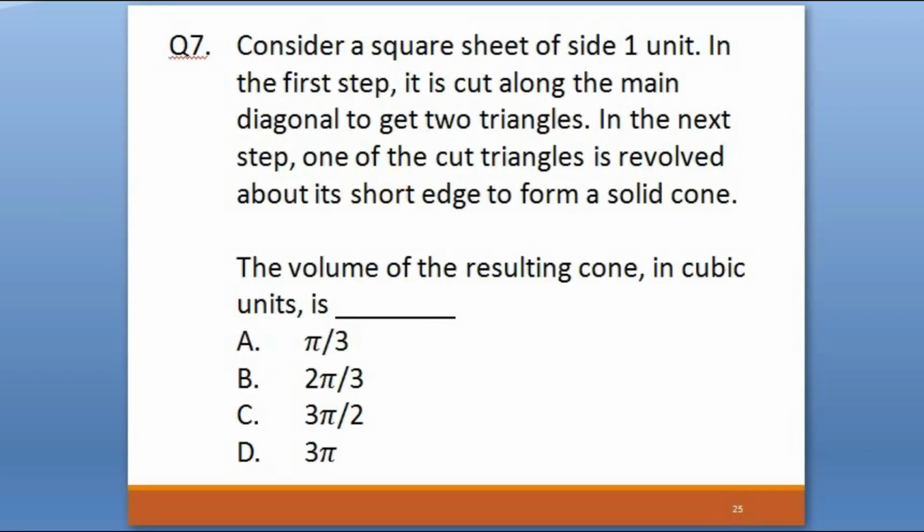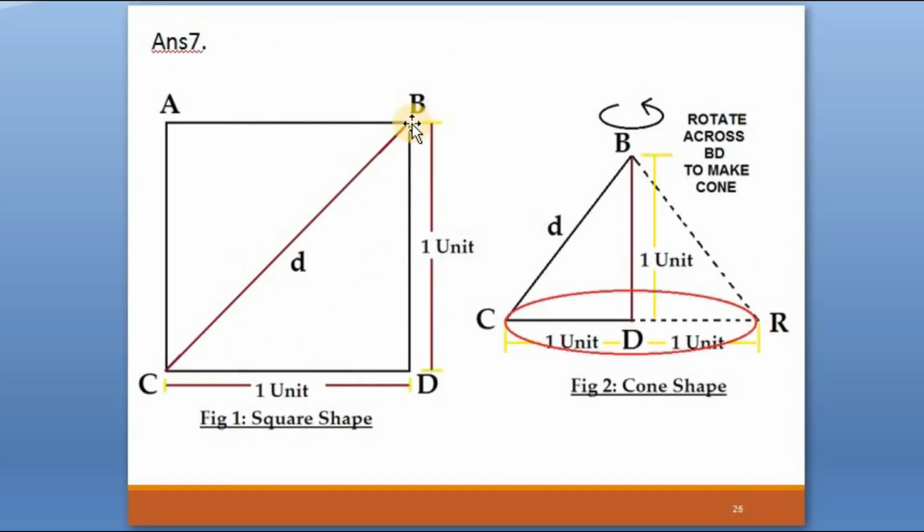So see here, square sheet is given. Let that shape be ABCD, right? Square sheet is there. So what he is saying, along the diagonal we have cut that sheet, right? And each side is given as 1 unit, right? So after cutting from the diagonal, what do we get? BCD. So BCD, triangular shape, we will get from that sheet, where BD is 1 unit and CD is 1 unit. Now what he is asking, that along the short edge, we are revolving this shape, right?